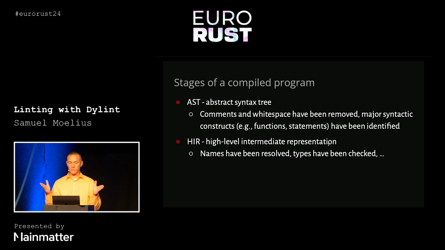I want to talk a little bit about the stages of a compiled program. So of course, there is your program source text. And then the first major thing that gets lowered into is what's called the abstract syntax tree, or AST. In the abstract syntax tree, comments and white space have been removed, but major syntactic constructs have been identified. And when I say major syntactic constructs, I mean things like functions, statements, items, what have you. Then there's another layer below that, and that is called high-level intermediate representation, or HIR. HIR still closely resembles the structure of your source program. However, in the HIR, names have been resolved and types have been checked, and some other analyses have been performed as well.